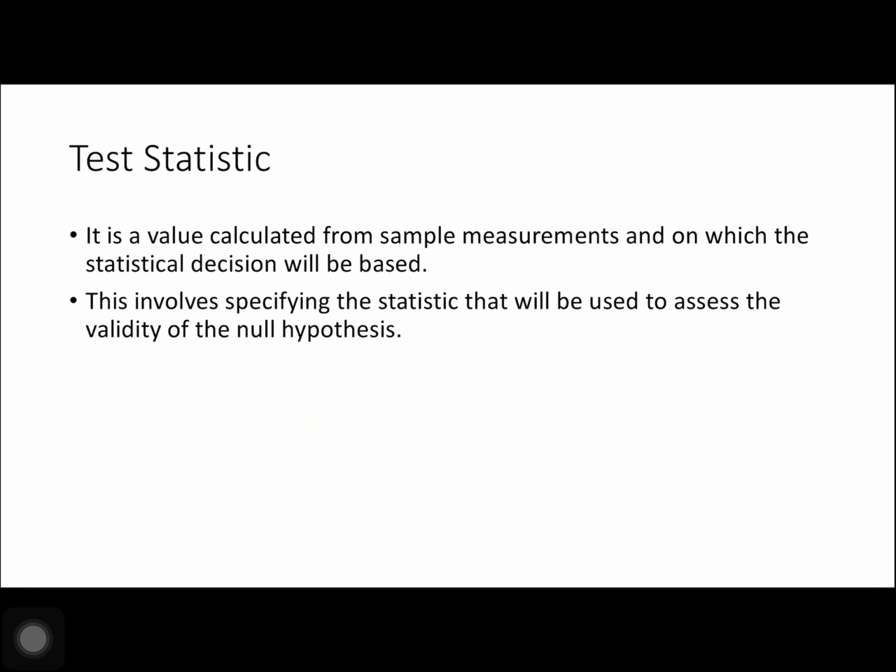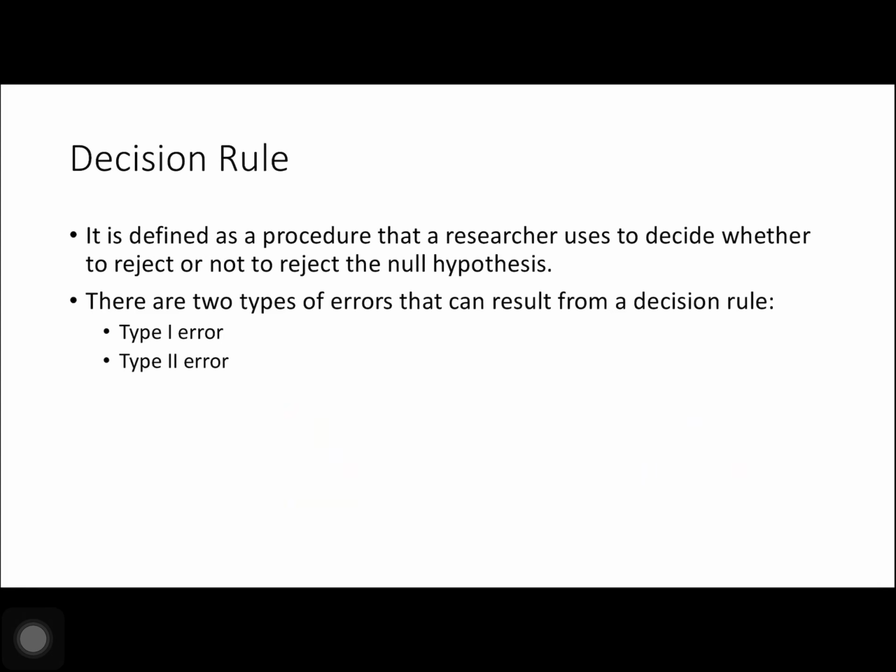Next, the test statistic is a value calculated from sample measurements and on which the statistical decision will be based. This involves specifying the statistic that will be used to assess the validity of the null hypothesis. The decision rule is defined as a procedure that the researcher uses to decide whether to reject or not to reject the null hypothesis.